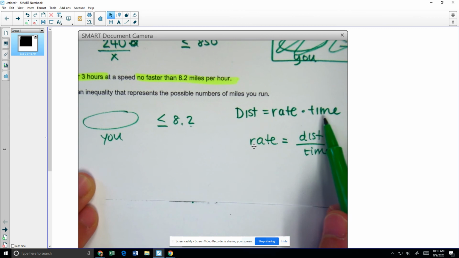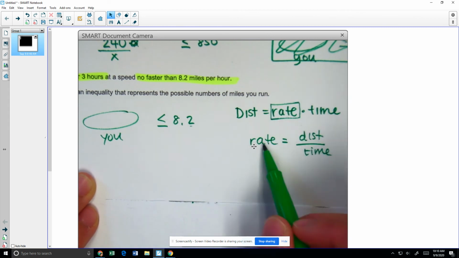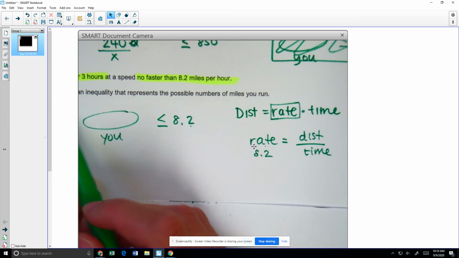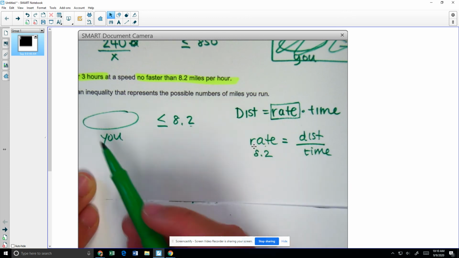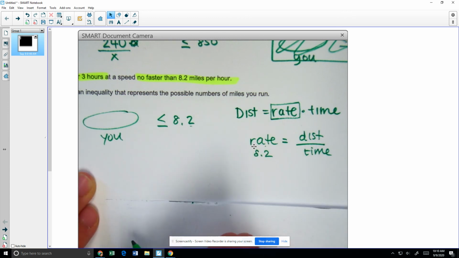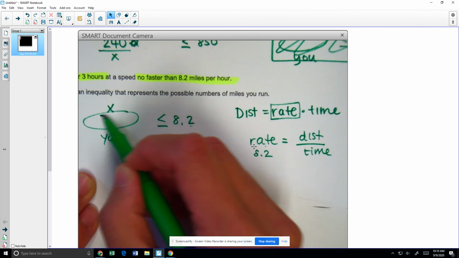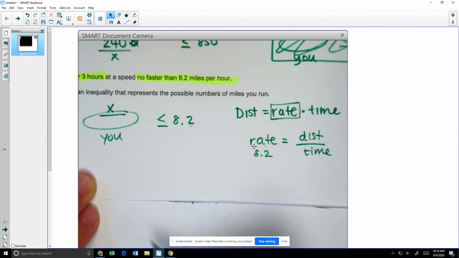Distance equals rate times time. So if I solve this literal equation for the rate, which is 8.2, it's the same thing as taking the distance and dividing it by the time. So what is my distance? Does it say how many miles I have run total? That's x. The possible number of miles, I don't know. That's x. So it's x over time. What is your time? 3 hours. So that would be your equation.